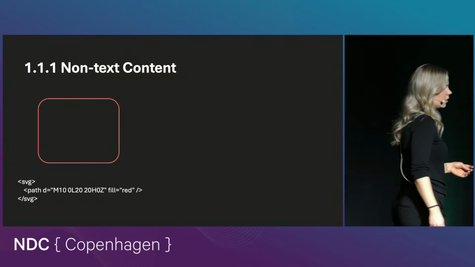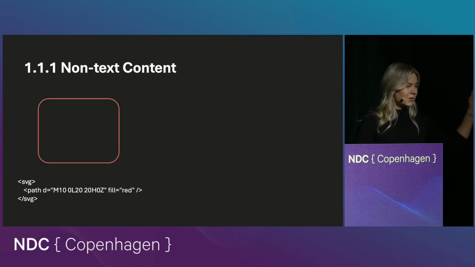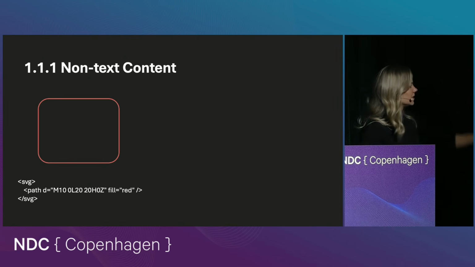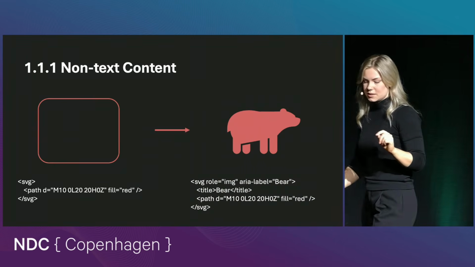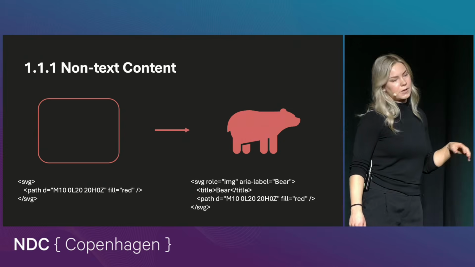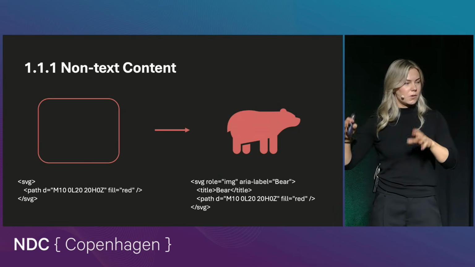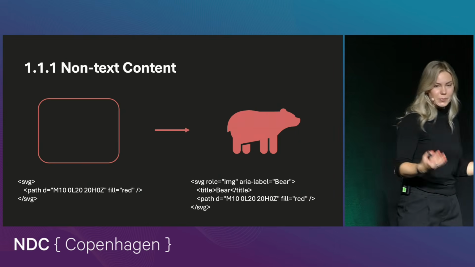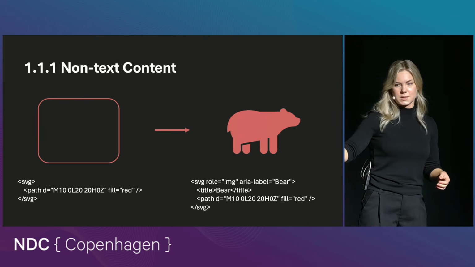And we have the same for icons. Do any of you know what this is an icon of? No, you don't, because it's an empty square. And I can tell you that it's not a cat, it's actually a bear. But you wouldn't know that because it didn't have any title or ARIA label. But if you just add some words about what you are showing, the people who are using screen readers will get the same information.